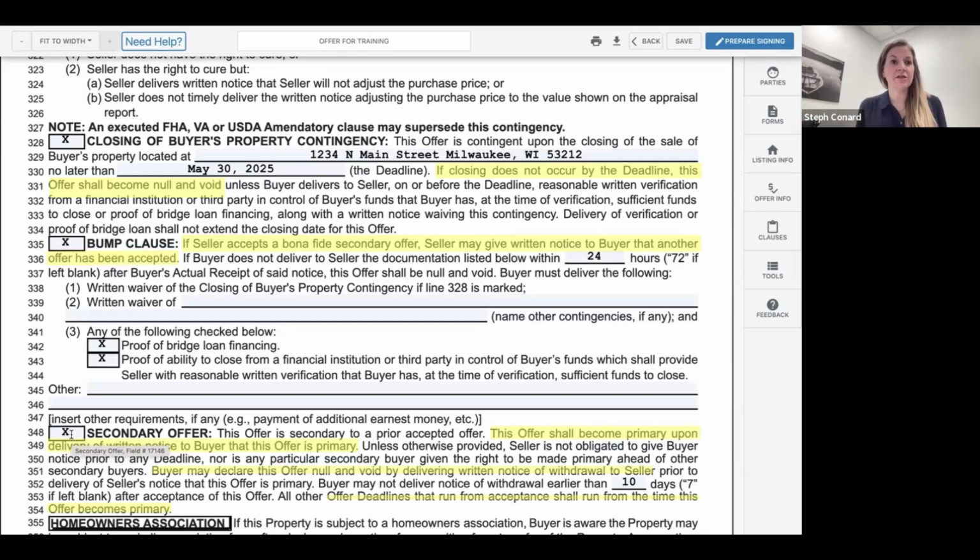Now that listing agent is going to go back to their other offer, the one with the home close contingency and the bump clause, and they're going to say, okay, we've got an accepted offer now with a secondary buyer. Per the terms of our offer, you've got 24 hours to lift your home close contingency, or we're going to bump you and we're going to move on to the secondary buyer.